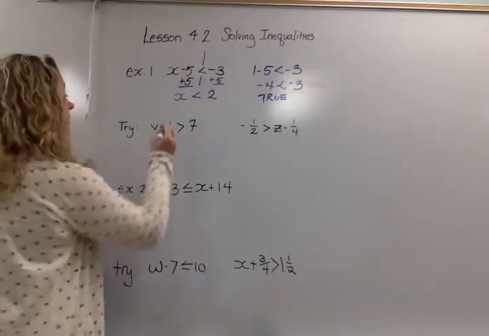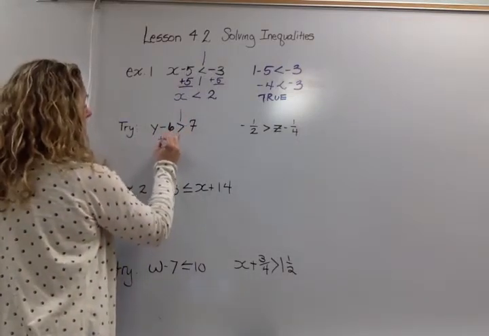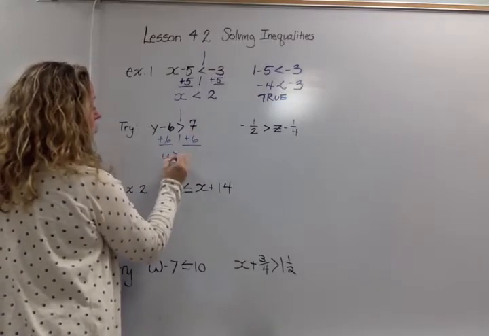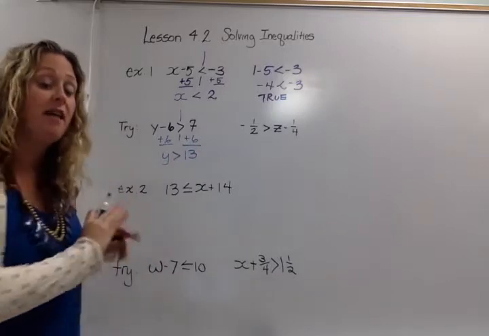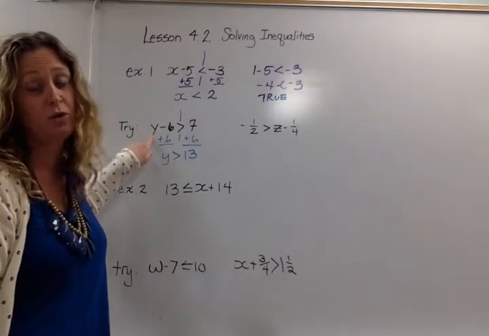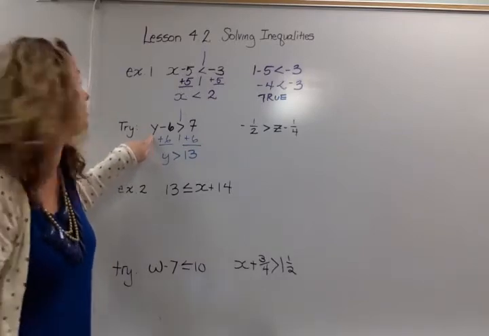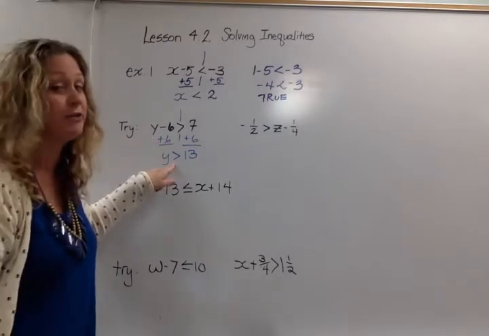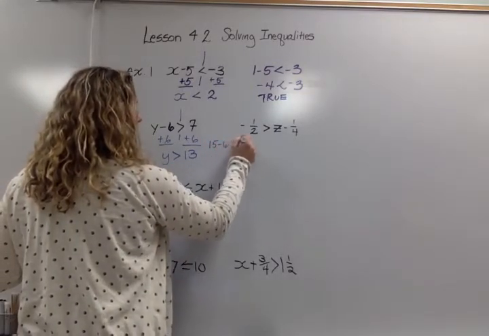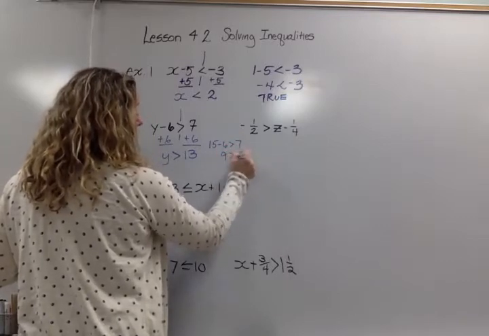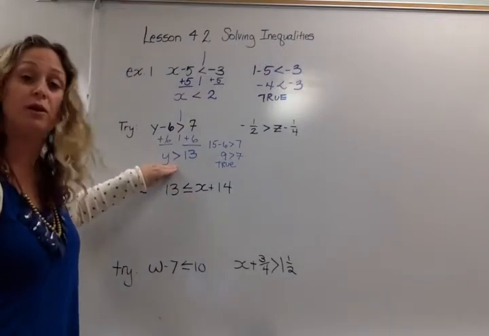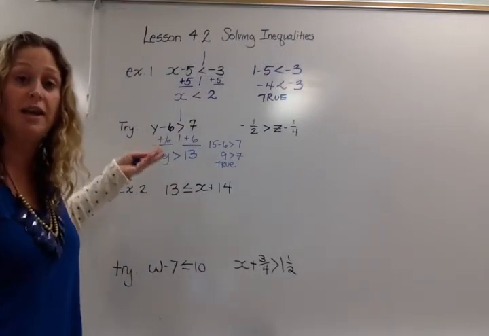I'm going to solve this as if it was an equation by adding 6 to both sides. When I add 6 to both sides, I get that y is greater than 13. That means I can pick any value that's bigger than 13 to plug back into the original inequality to make the statement true. So if I pick a number that's bigger than 13, 15 is bigger than 13. So 15 minus 6 is greater than 7. Well, 9 is greater than 7, so my statement is true. So any value bigger than 13 when plugged back in will make the statement true.